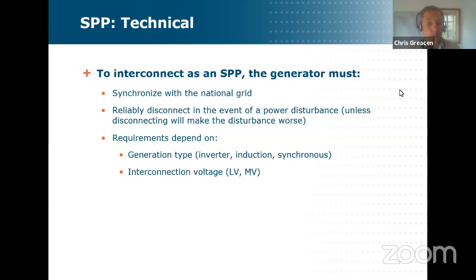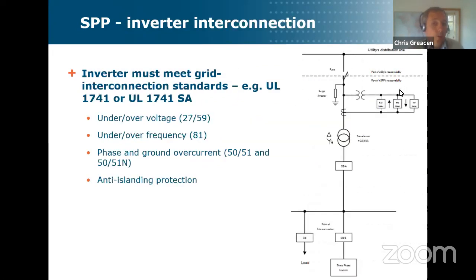These generators also need to be able to disconnect in the event of a power disturbance, unless disconnecting will make the disturbance worse. Requirements depend on the generation type, whether it's an inverter, an induction generator, or a synchronous generator, and also depend on the interconnection voltage, low voltage or medium voltage. For interconnection as an SPP, utilities generally provide one-line diagrams that specify the necessary technical arrangements.